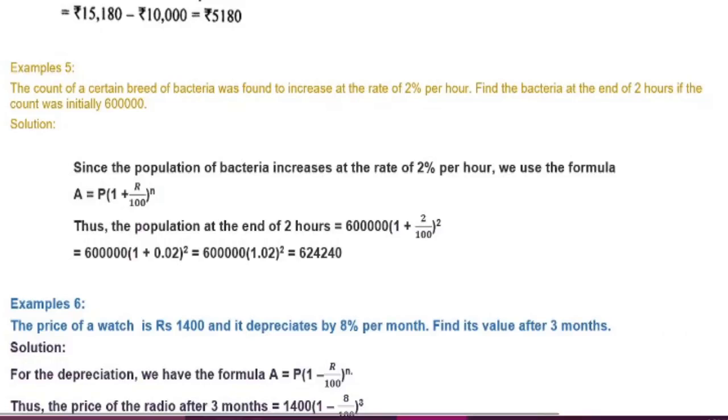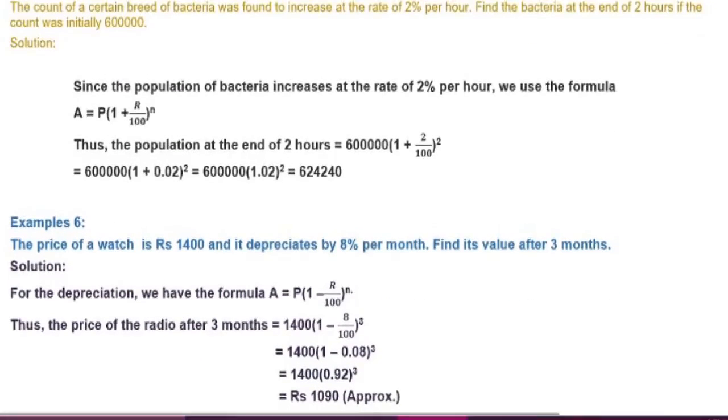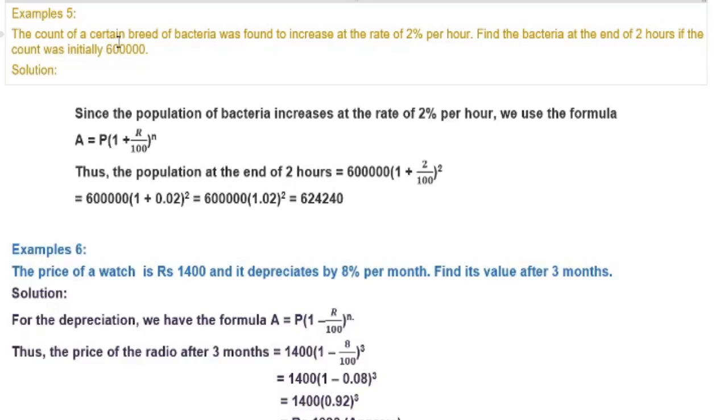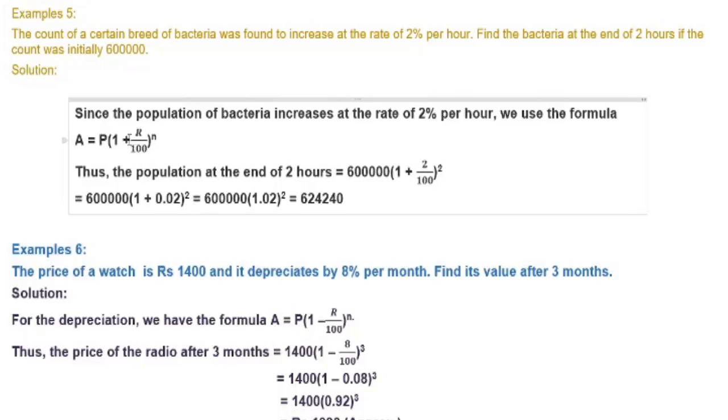Now example 5. Example 5 and 6, these are two applications of the compound interest formula. Here example 5, the count of certain breed of bacteria was found to increase at the rate of 2% per hour. Find the bacteria at the end of 2 hours if the count was initially 6 lakh. So we can use the same formula here. The formula, that is A equal to P into 1 plus R by 100 raised to N. Here since the population of bacteria increases at the rate of 2% per hour, we can write the population at the end of 2 hours equal to 6 lakh into 1 plus 2 by 100 raised to 2.